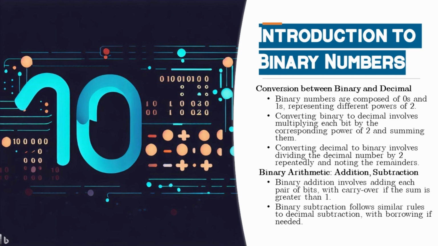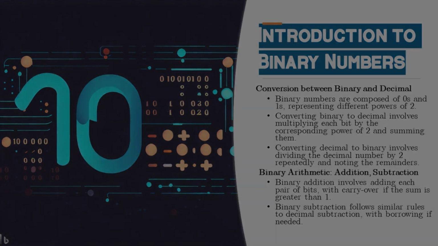Binary arithmetic. Addition. Subtraction. Binary addition involves adding each pair of bits with carryover if the sum is greater than 1. Binary subtraction follows similar rules to decimal subtraction, with borrowing if needed.